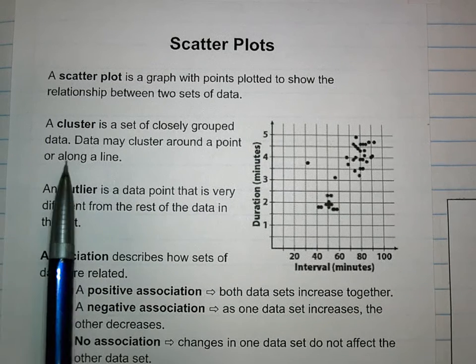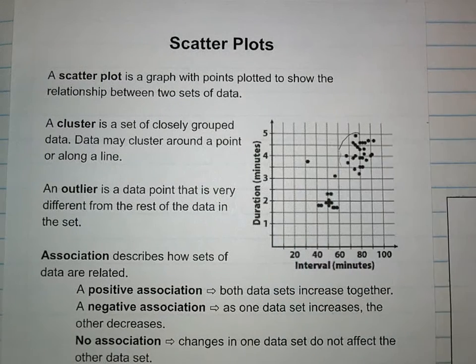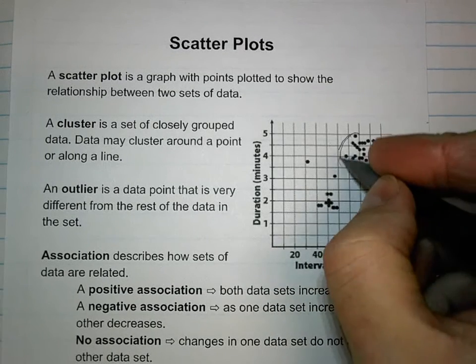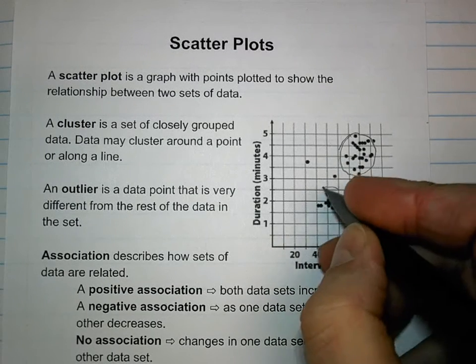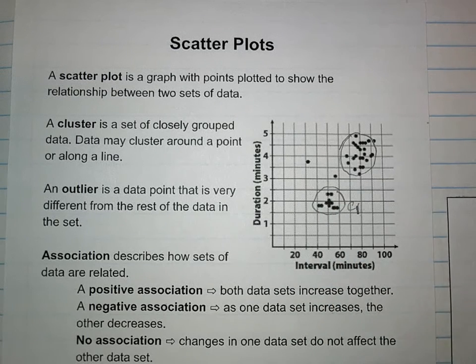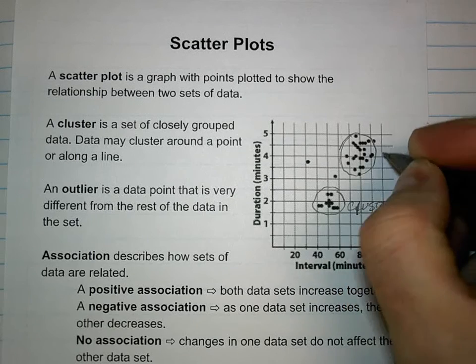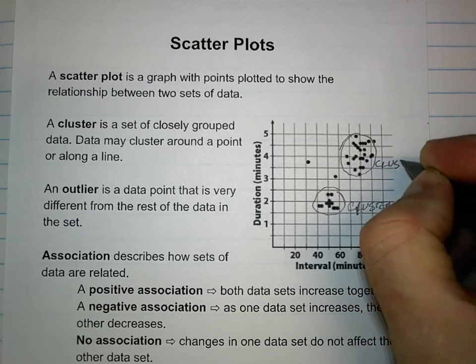So we have a cluster, and you'll notice right over here there's a cluster. There's a cluster right here, and a cluster right here, right? Those two are outliers. The ones in the middle are outliers.